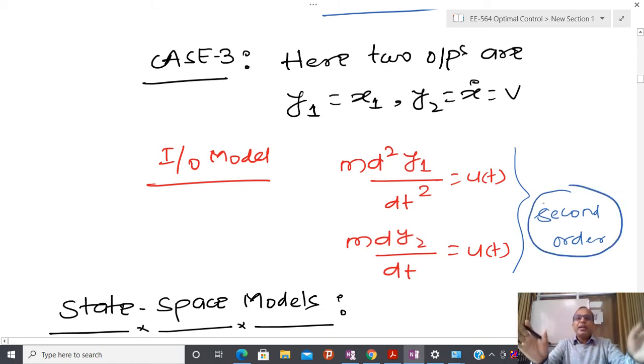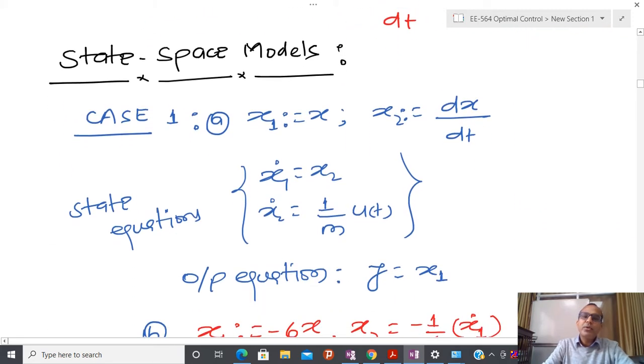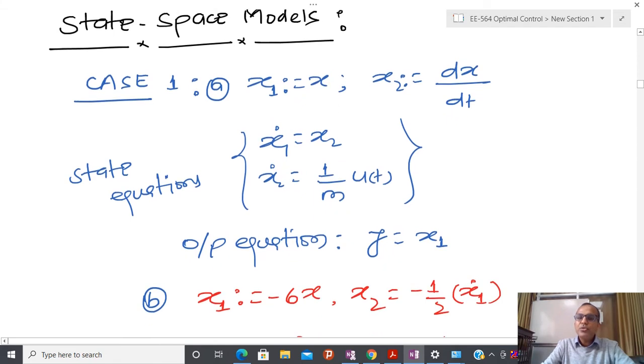So in this way, by selection of the particular output, you can see that for the same system, we can have order equal to 1 and order equal to 2. Due to that reason, you have to be very careful with respect to the selection of the output. Now let us come to the state space model. Whenever we are talking about the state space model, most of the time we try to consider all physical variables.